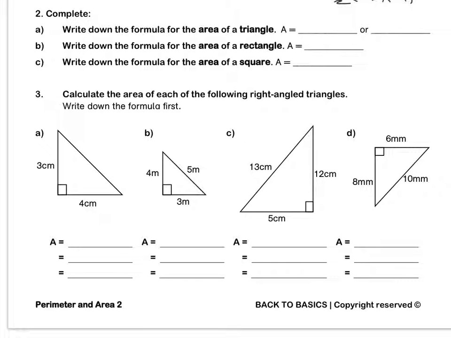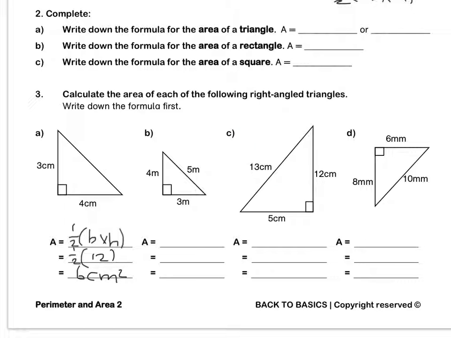Question 3. Calculate the area of each of the following right-angled triangles. Write down the formula first. Let's do A together. The area of any right-angled triangle is half of its base times its height. Therefore, it's half. Its base times its height is 4 times 3, which is 12. And a half of 12 is 6 centimeters squared.